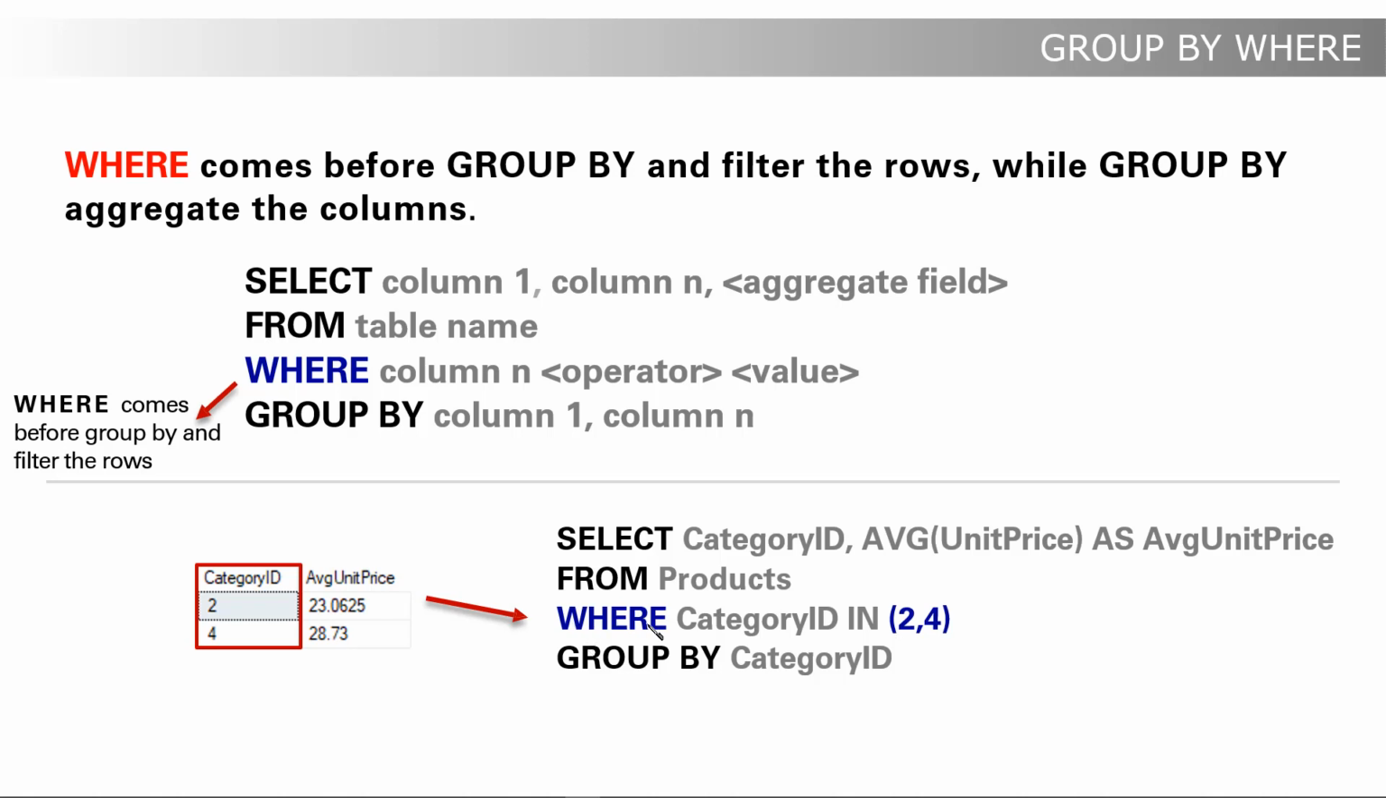Then we filter the rows, only category IDs in 2 or 4. After that, the category IDs that are left, 2 or 4, we want to aggregate. And then we need to use GROUP BY. Let's see it in the SQL server.